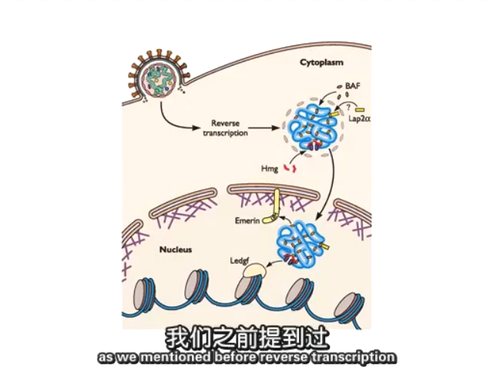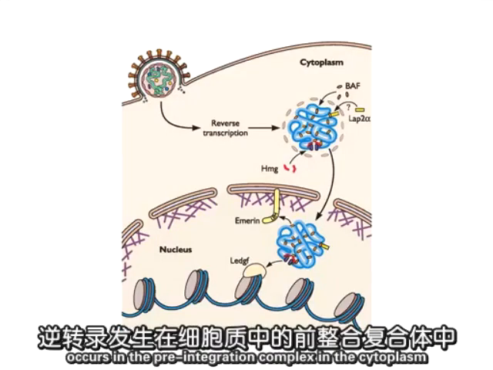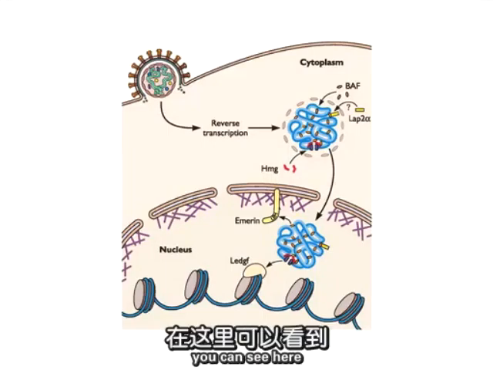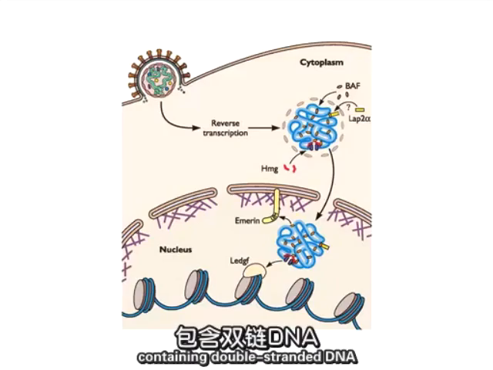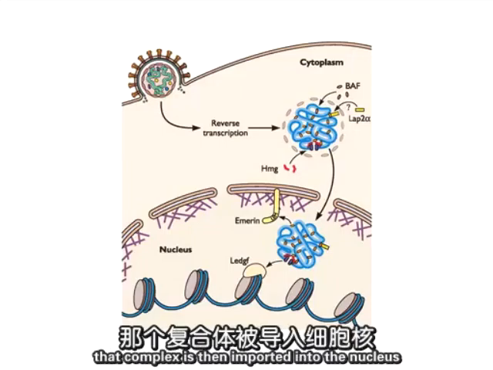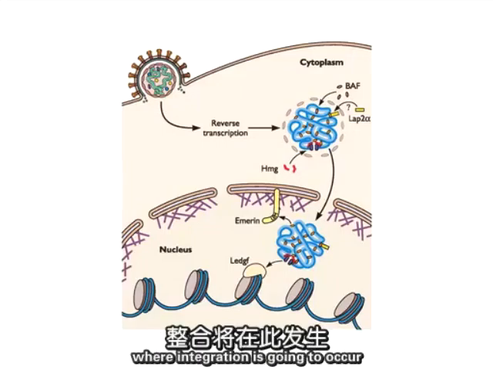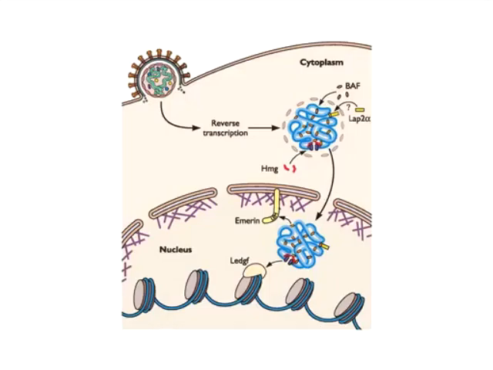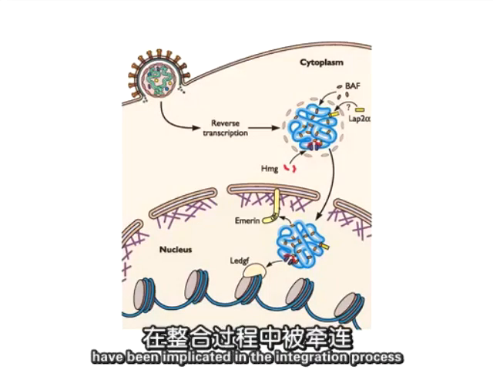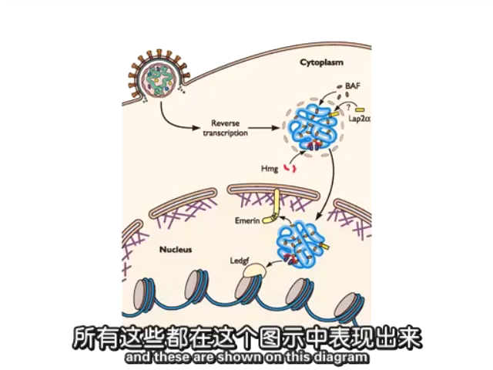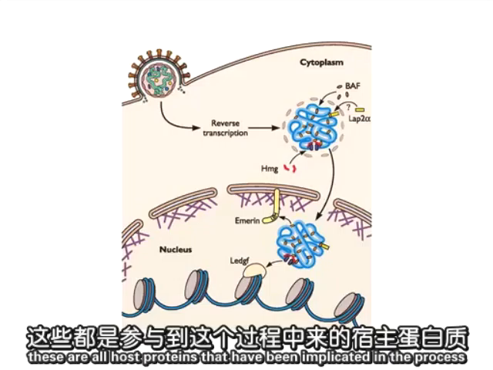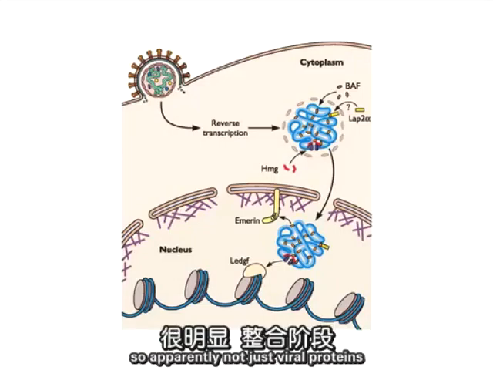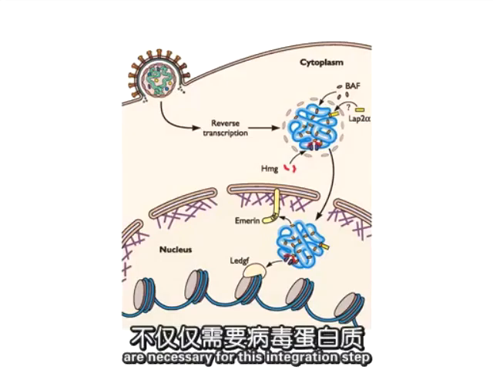As we mentioned before, reverse transcription occurs in the pre-integration complex in the cytoplasm. You can see here that we have the PIC containing double-stranded DNA. Both strands are present. That complex is then imported into the nucleus where integration is going to occur. A number of cell proteins have been implicated in the integration process, and these are shown on this diagram. HMG, LAP2-alpha, BAF, Emerin, these are all host proteins that have been implicated in the process. So apparently not just viral proteins are necessary for this integration step.